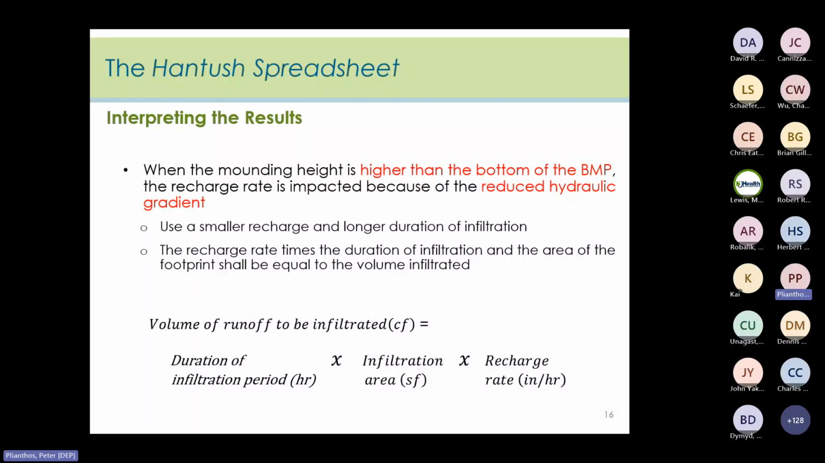That means you'll have to run the spreadsheet again after you make some changes. Because there is a proportionality between the recharge rate and the duration of infiltration, as shown in this equation, the changes include using a smaller recharge rate and a correspondingly longer duration of infiltration period for the same infiltration area and the same volume of runoff to be infiltrated.